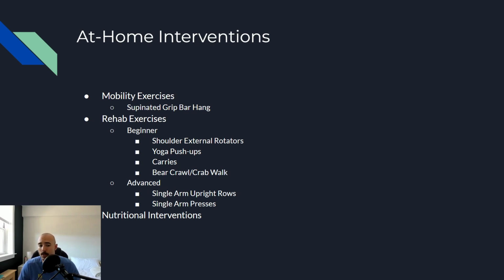Beginner shoulder external rotators, yoga push-ups, bears, crabs, and carries, farmer carries, and overhead carries. In general, a good beginner level strength test for shoulders is, can you do 5 push-ups? If you can do 5 push-ups really, really nicely, really slow and controlled with beautiful form, you're probably in the advanced section, which you would use single arm upright rows and single arm presses in general.